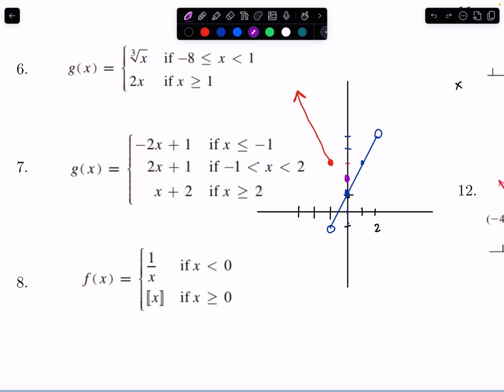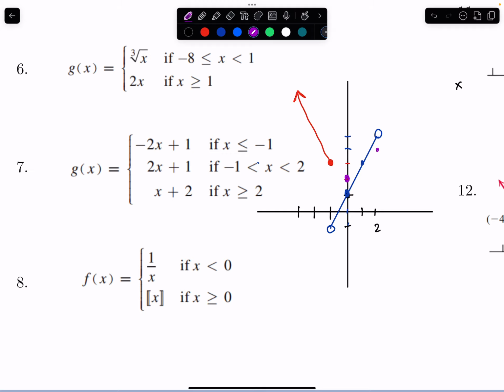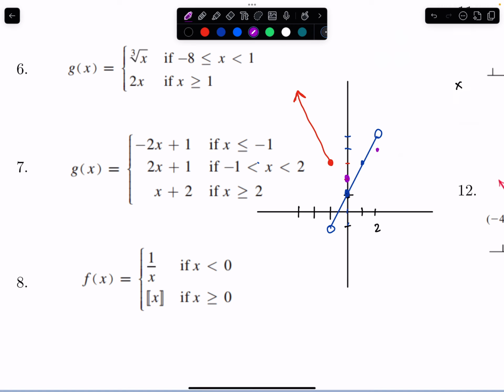So x plus 2 means intercept of 2 right here, right? Slope of 1. So 1, 1 would be here, 2, 2 would be there. So that would be the whole line, right? But I don't want the whole line. I just want it from 2 onwards. So it should be right here, and then slope of 1 onwards that way. It's actually pretty cool once you plot it.